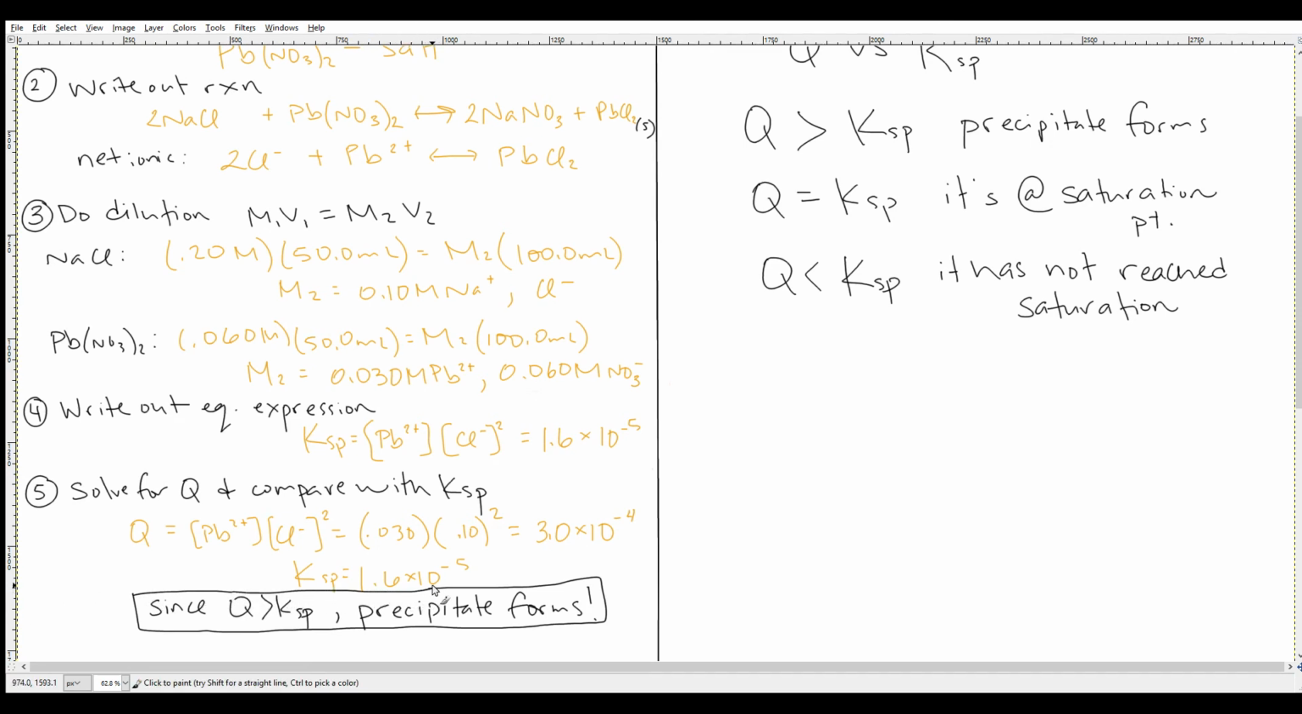So remember, when you are figuring out if a precipitate will form, you need to write out the reaction, including both of the compounds that are being mixed together, two different salts most likely. You're going to create a net ionic equation. You're going to figure out the dilution. Use that to figure out your different ion concentrations. Write out the equilibrium expression for the net ionic so you know which ion concentrations you actually care about. Use those, figure out Q, compare Q to KSP, and you'll have your answer.